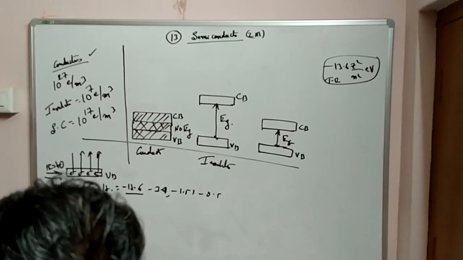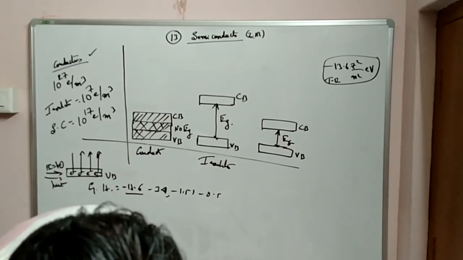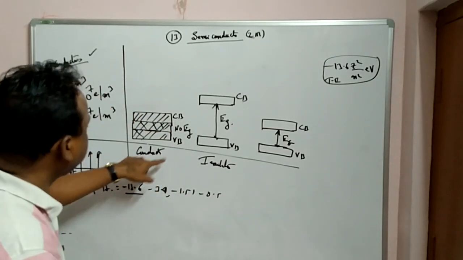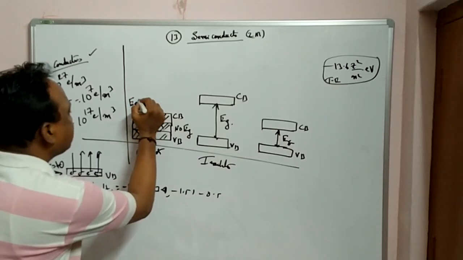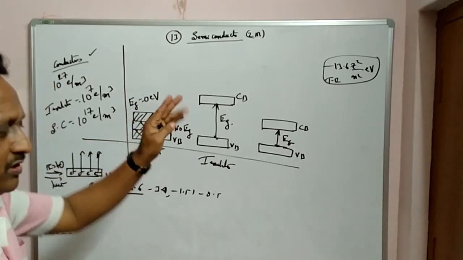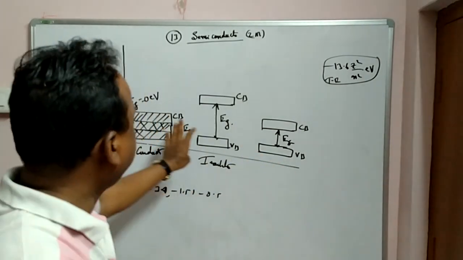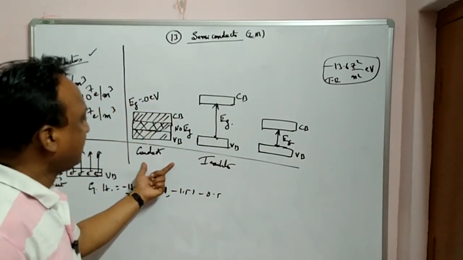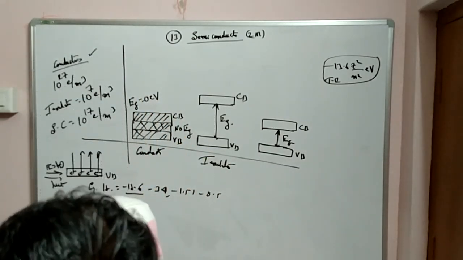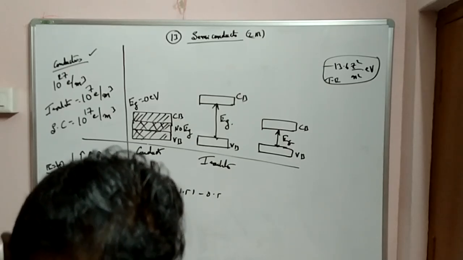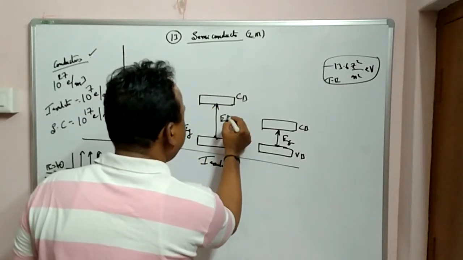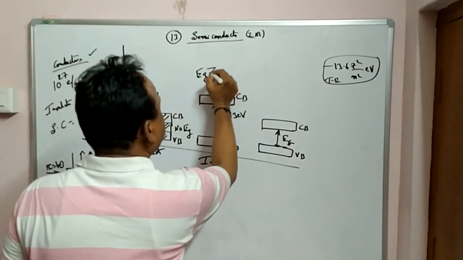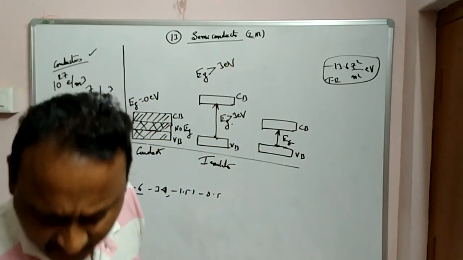For conductors, the energy gap is 0 electron volts. There is no energy gap because the conduction band overlaps the valency band. That is why we can easily conduct electricity in conductors. Whereas in insulators, the energy gap is more than around 3 electron volts.